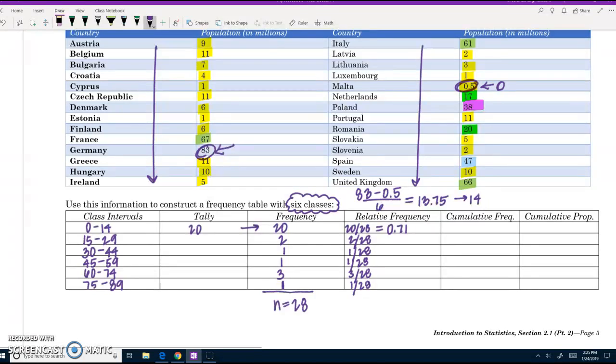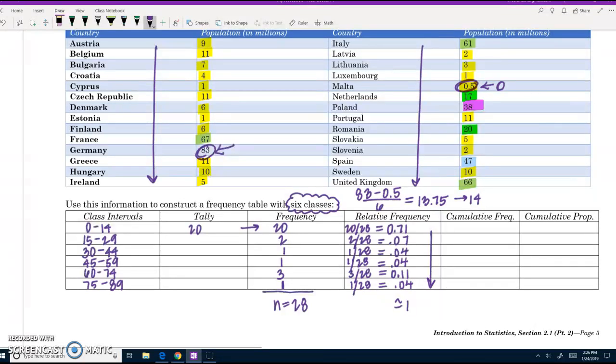So this is going to be 0.71. 2 out of 28 is going to give you 0.07. 1 out of 28 is going to be 0.035 or 0.04. So 0.04. And this guy down here will also be 0.04. And then 3 out of 28 is going to be 0.11. Now, how many decimal places you use here depends on the convention, sort of what field you're working in. But you do want these values to add up to approximately 1. If you get something like 0.99 or 1.01, that's okay too. That's just a rounding error.